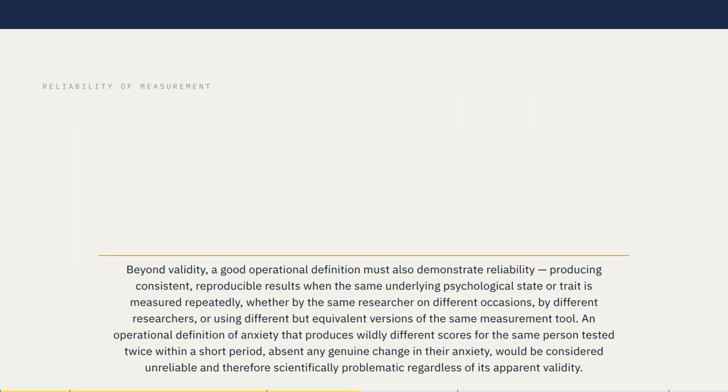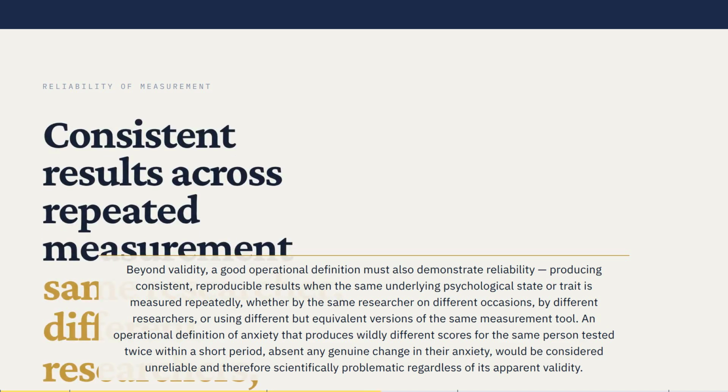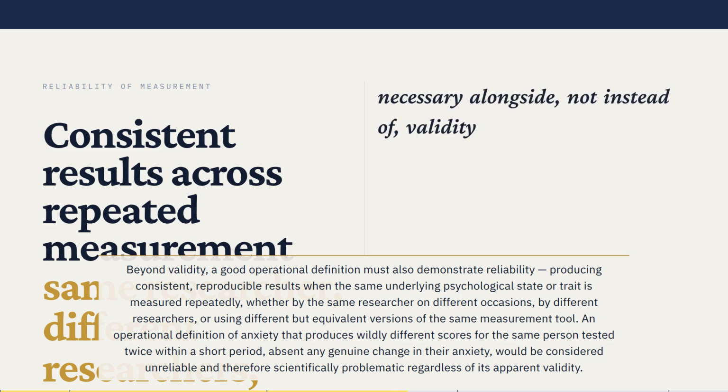Beyond validity, a good operational definition must also demonstrate reliability, producing consistent, reproducible results when the same underlying psychological state or trait is measured repeatedly, whether by the same researcher on different occasions, by different researchers, or using different but equivalent versions of the same measurement tool. An operational definition of anxiety that produces wildly different scores for the same person tested twice within a short period, absent any genuine change in their anxiety, would be considered unreliable and therefore scientifically problematic regardless of its apparent validity.